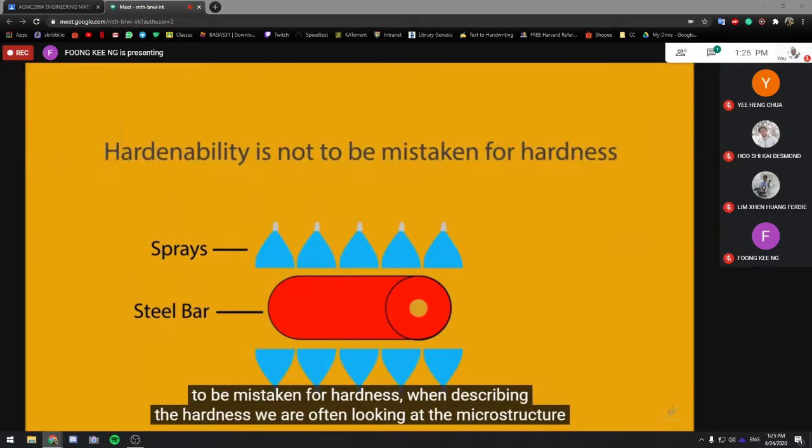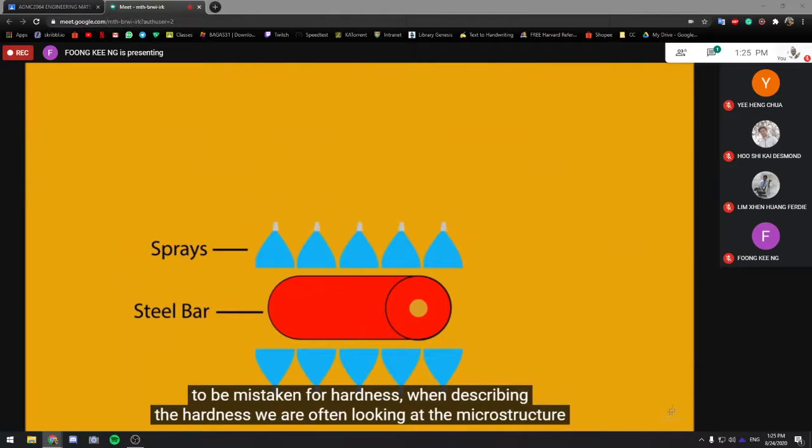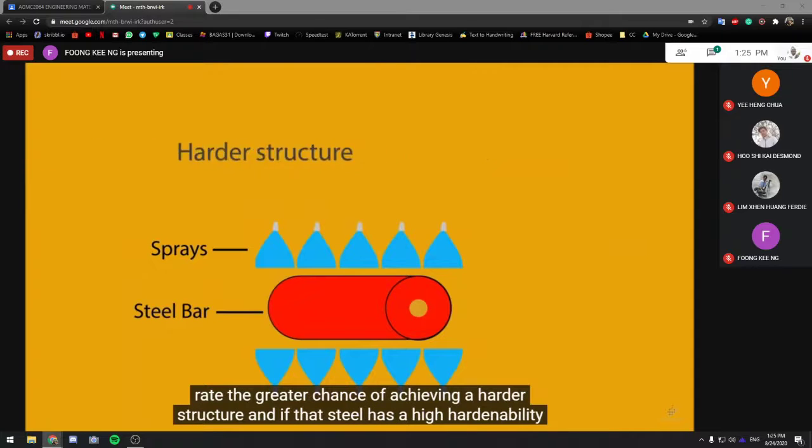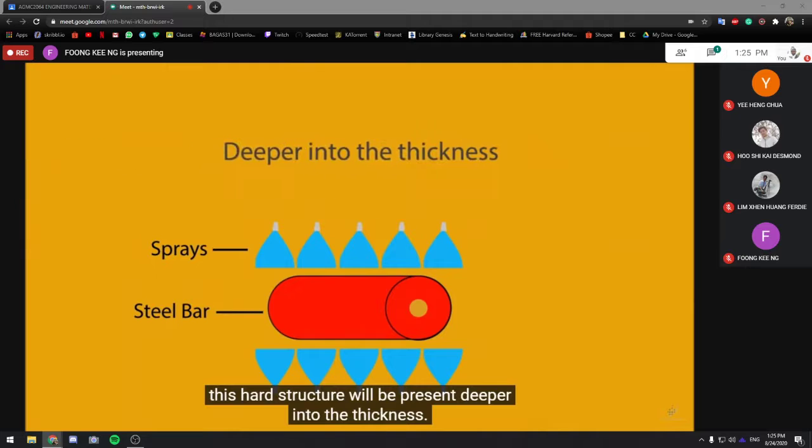Hardenability is not to be mistaken for hardness. When describing the hardness, we are often looking at the microstructure achieved during cooling. For a given steel, it can be assumed that the quicker the cooling rate, the greater chance of achieving a harder structure, and if that steel has a high hardenability, this hard structure will be present deeper into the thickness.